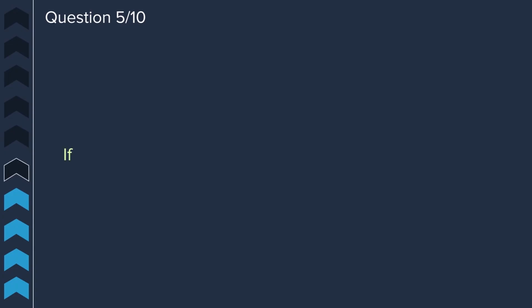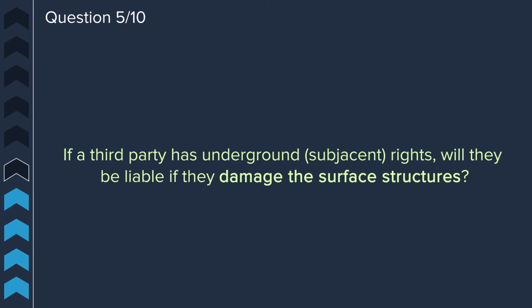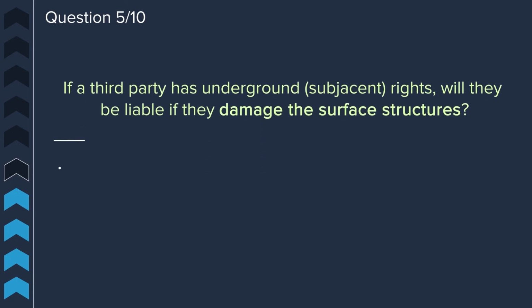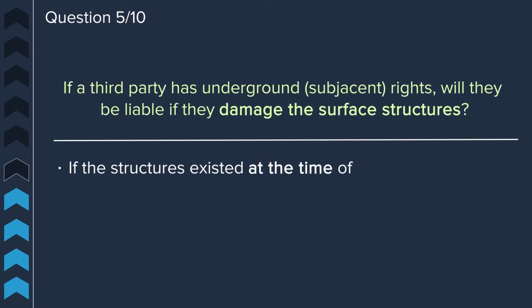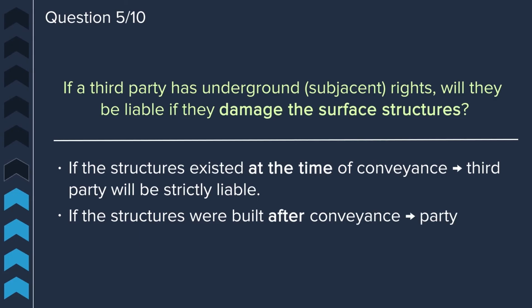Question 5. If a third party has underground or subjacent support rights, will they be liable if they damage the surface structure? If the structures existed at the time of conveyance, then the third party will be held strictly liable. However, if the structures were built after the conveyance, the party will only be found negligent.